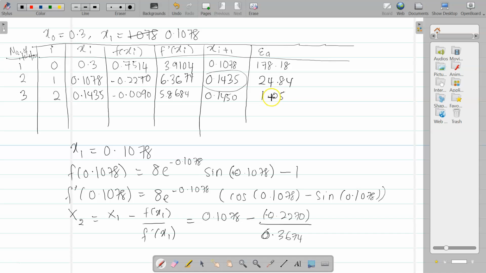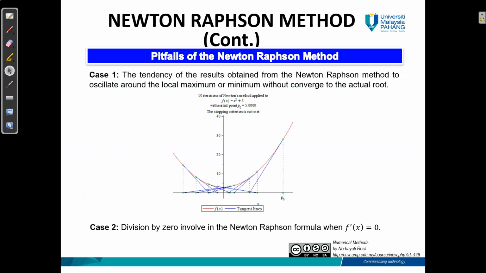It decreased until 1.05%. So our conclusion here, after 3 iterations, the approximated root x3 equals 0.1450 with epsilon a equal to 1.05%. So class, this is how you compute or solve this problem by using a table. Thus, we have completed how to solve the problem using the Newton-Raphson method.